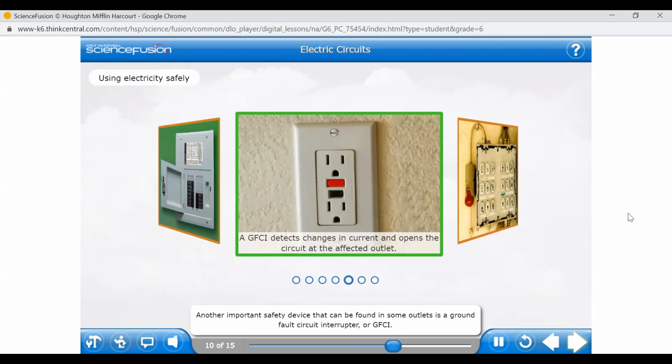Another important safety device that can be found in some outlets is a ground fault circuit interrupter, or GFCI. A GFCI detects sudden changes in current at the outlet and immediately opens the circuit at the outlet to stop the flow of current to the affected appliance only.